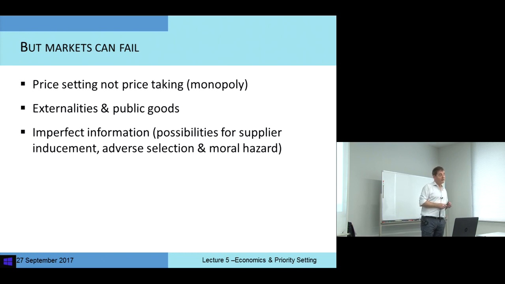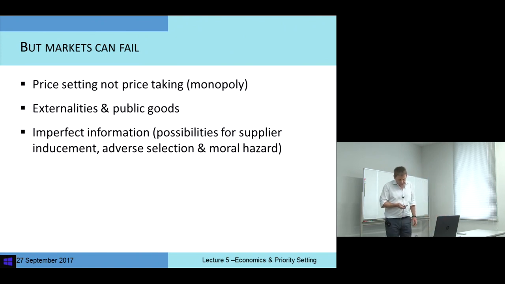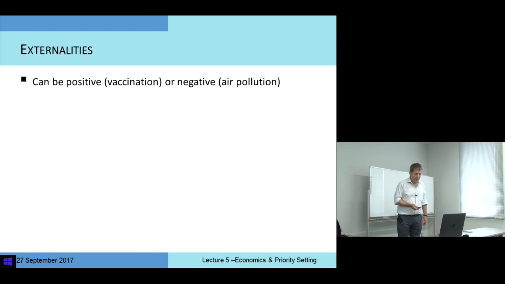Another way in which markets fail is we have imperfect information. I touched on one example of this in the very first lecture with supplier inducement. Remember this idea of an asymmetry or imbalance of information between healthcare providers and patients or consumers. That's imperfect information. Another potential problem, which happens in health insurance, among other areas, is something called adverse selection and something called moral hazard. But again, that's a whole lecture in itself. So there are these reasons why markets can fail.